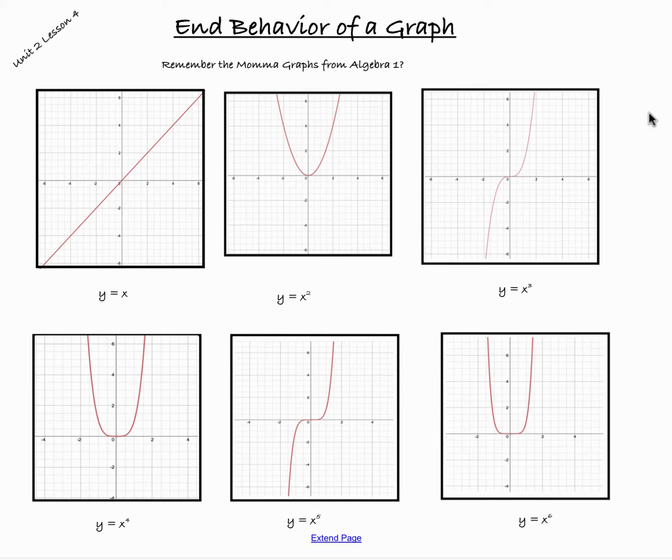Okay, today's lesson should be really quick because we've talked about end behavior of a graph already. We know about the tails of the graph. So here we have the mama graphs from Algebra 1. We have the straight line, y equals x. We have the quadratic, y equals x squared, the cubic, and then our new ones this year. This is what a mama to the fourth would look like. This is what a mama to the fifth would look like, and a mama to the sixth.